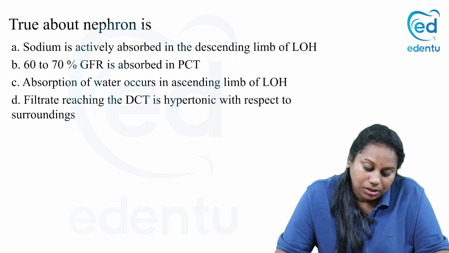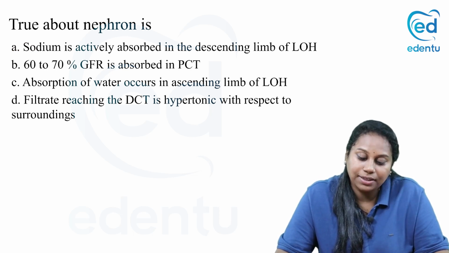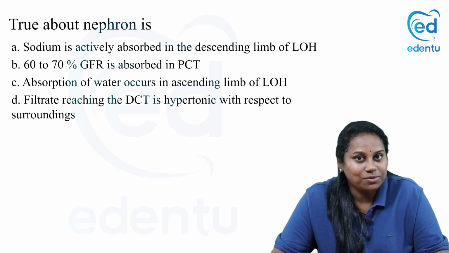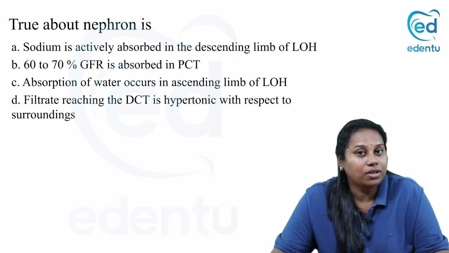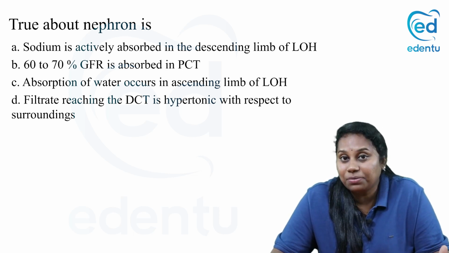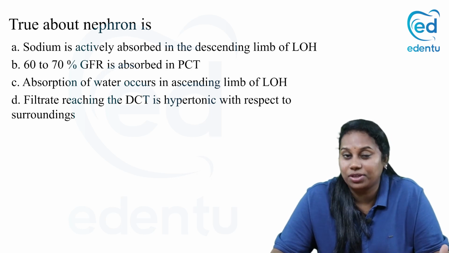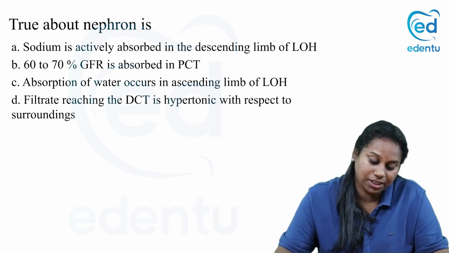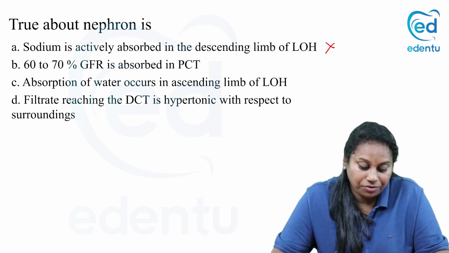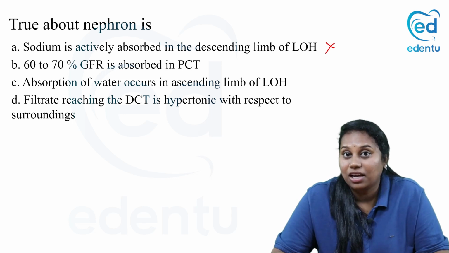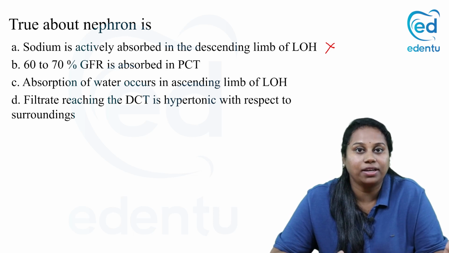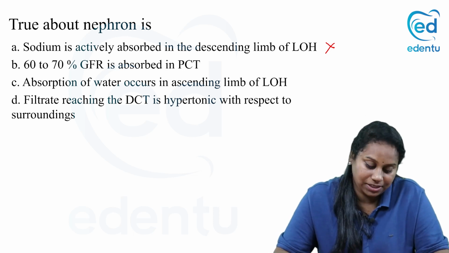True about nephron. Sodium is actively absorbed in the descending limb of loop of Henle. In descending limb, is there any salt reabsorption? Yes, recall. What is the only event taking place in the descending limb? Yes, it is completely impermeable to salts. Only water reabsorption. 15% of water reabsorption is taking place. So this is wrong. 60 to 70% of GFR is absorbed in the PCT. Yes, I told you 60 to 70% of sodium, potassium, chloride and water are reabsorbed in the PCT. So this is right.